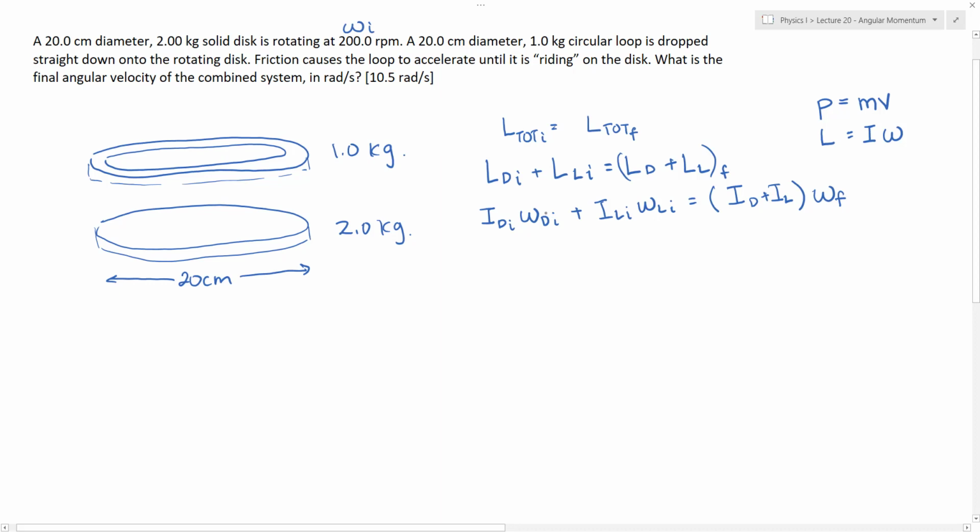Okay, so let's think about the formulas now. The moment of inertia of a disk, you can look at the table. The moment of inertia of a disk is 1/2 mass of the disk r squared.